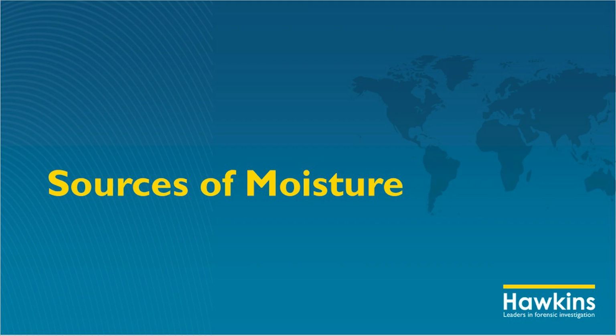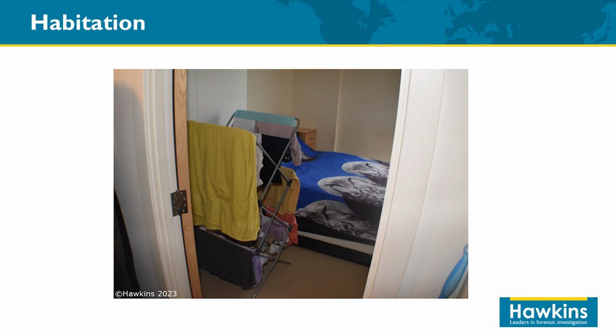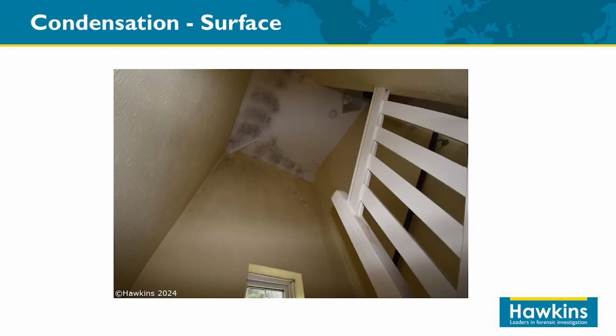So, sources of moisture, like habitation. People living somewhere creates moisture in itself. People breathing, washing, cooking, all these activities create moisture. So if you imagine a property was empty, there wouldn't be as much moisture in it as if there were people living in there. So then we start looking at overcrowding, because that will create more moisture than a property that isn't overcrowded. The moisture that comes from habitation will be in the atmosphere in the property.